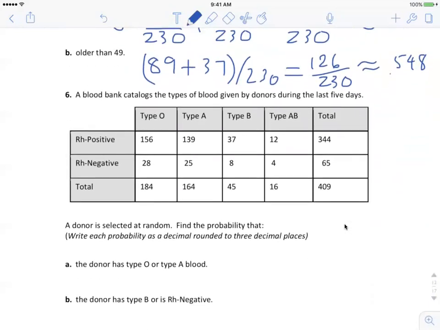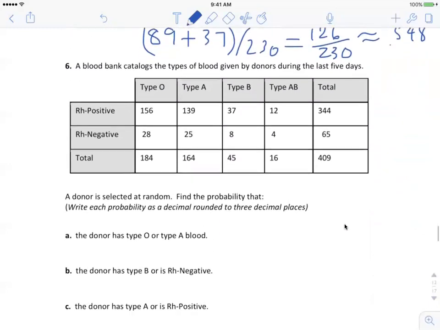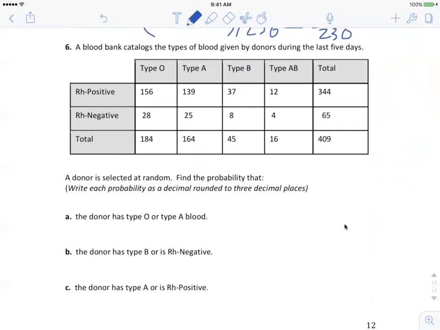Okay, let's try one more example. This is another two-way table with some OR questions involved. A donor is selected at random. Talking about blood type, you have the letter, and then you have positive or negative. What's the probability that the donor has type O or type A? Notice it's impossible to have both, right? Because they're two separate columns there, type O or type A. So this is mutually exclusive.